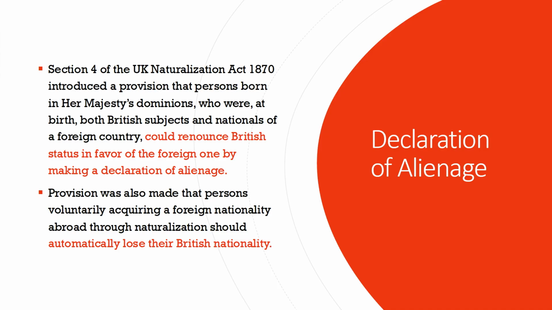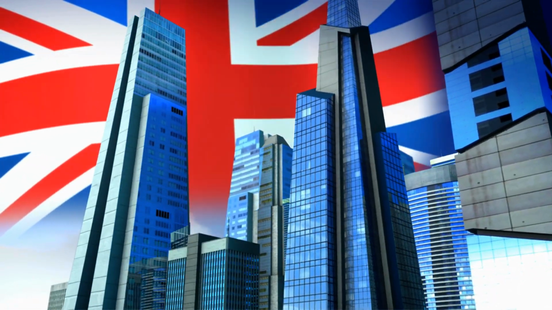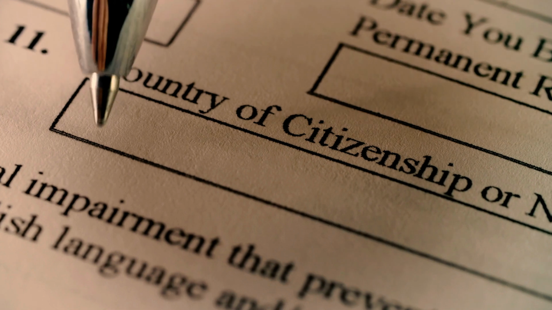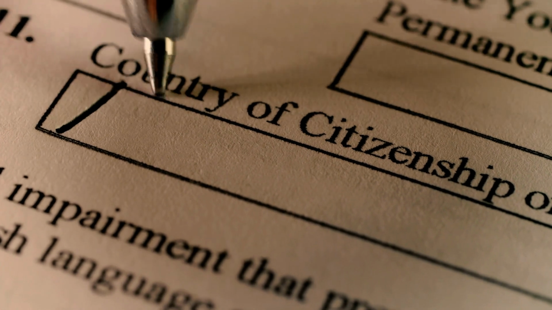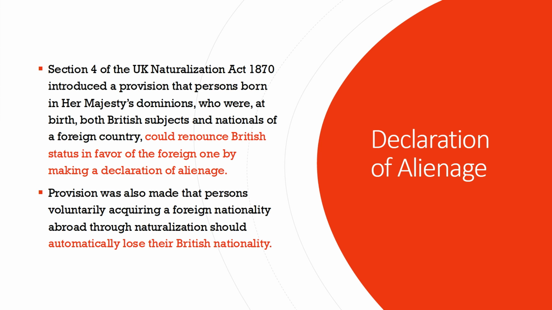And this is just the first part, which leads us to the Declaration of Alienage and Section 4 of the UK Naturalization Act of 1870. Section 4 of the UK Naturalization Act of 1870 introduced a provision that persons born in Her Majesty's dominions who were, at birth, both British subjects and nationals of a foreign country could renounce their British status in favor of the foreign one by making a declaration of alienage. All right? Provision was also made that persons who voluntarily acquired a foreign nationality abroad through naturalization would automatically lose their British nationality as well.